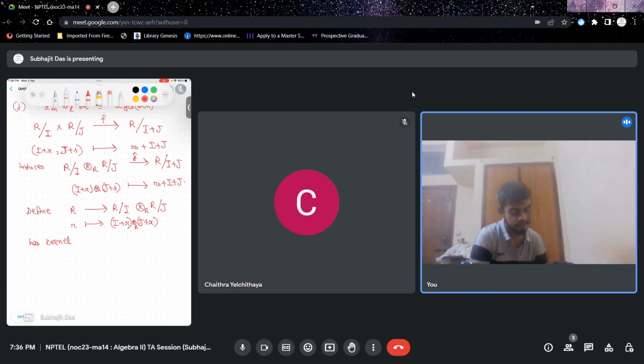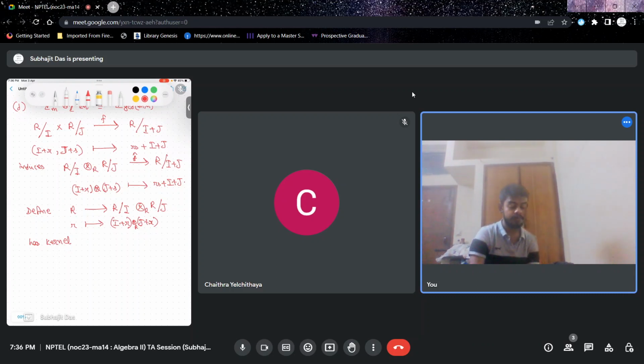Yeah, I think I should have taken a different map. Actually, I want to make sure that I plus J is contained in the kernel of the map. That is why I have defined a mapping of R into this, and this will factor through the quotient mapping of R into R mod I plus J.